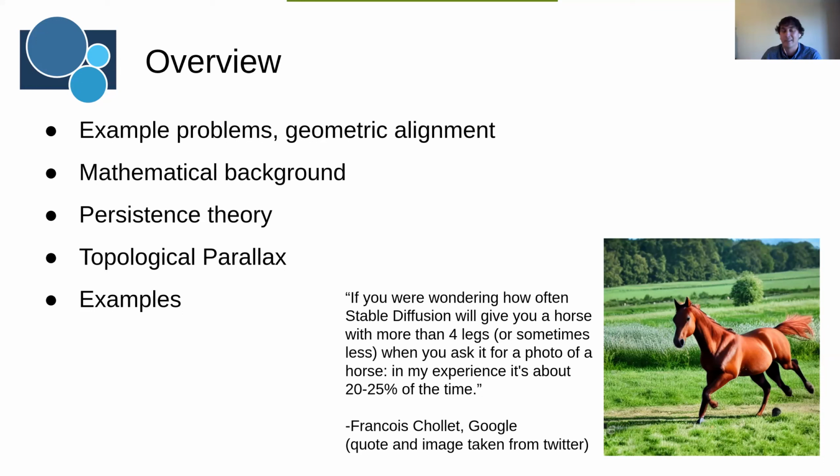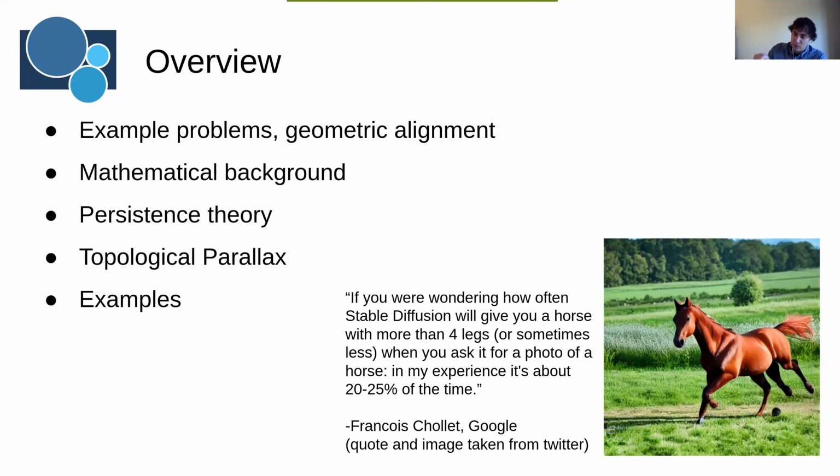Continuing with the quote: "how often stable diffusion will give you a horse with more than 4 legs, or sometimes less. When you ask it for a photo of a horse, in my experience, it's about 20 to 25% of the time." And indeed, if you look at that picture of that horse, at first it might look like a horse, but then you see there are actually 5 legs sitting there, which is kind of bewildering.